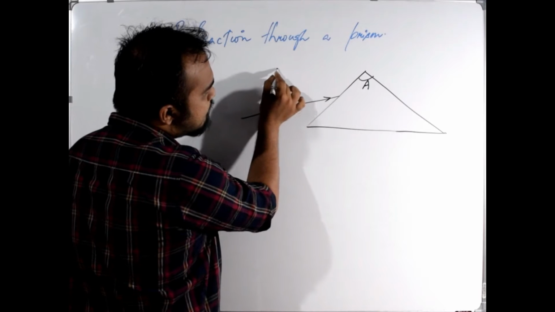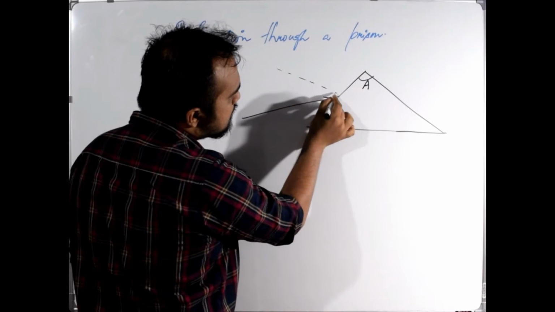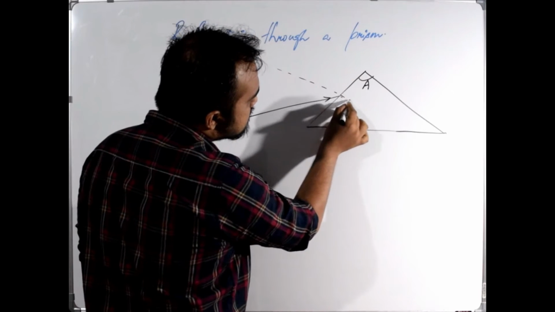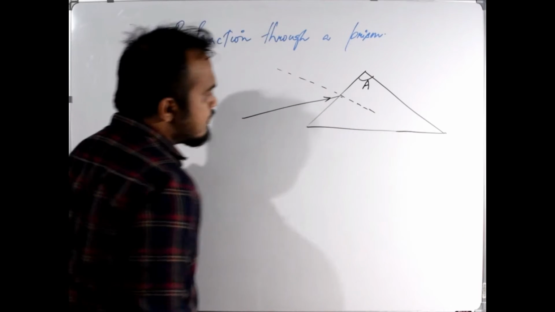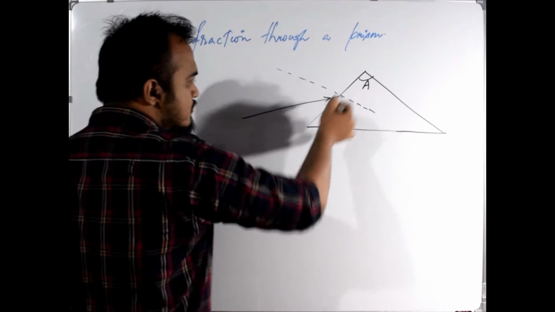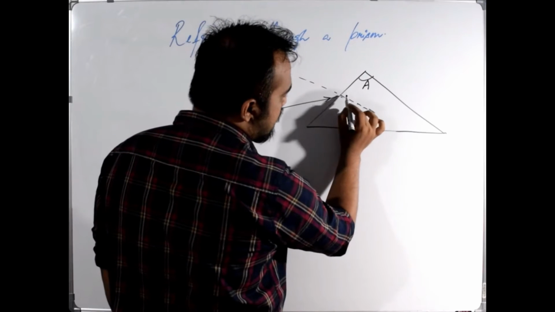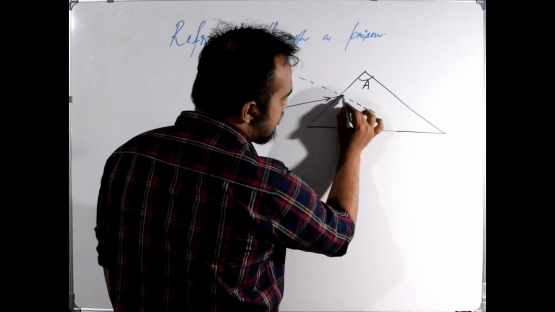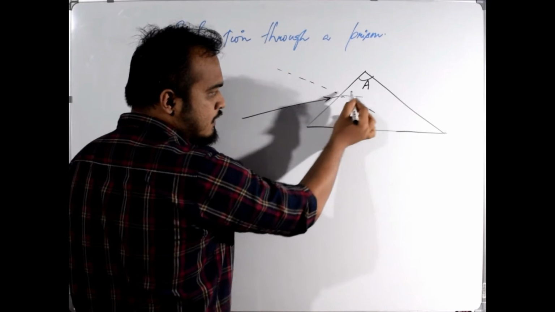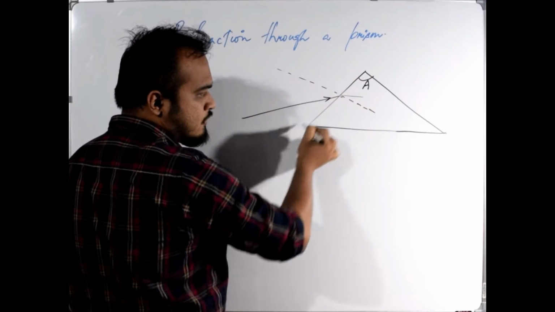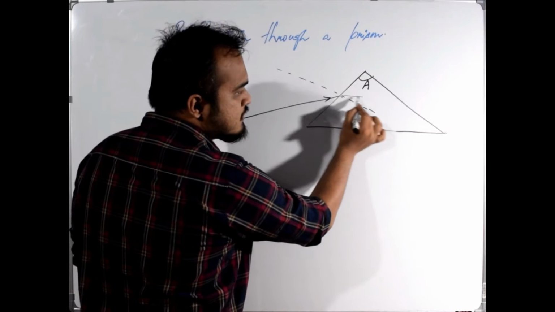So if we draw a perpendicular to this surface, this will be somewhat like this. Okay, so this is the perpendicular to this surface. Now we are going to draw the refracted ray. This ray, after striking this surface, will undergo refraction. So this is the refracted ray.